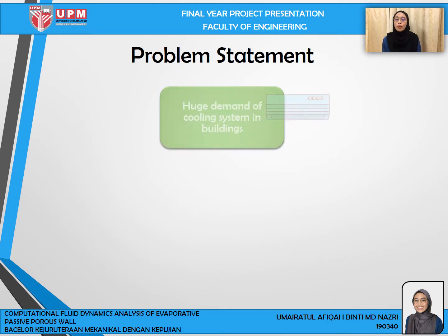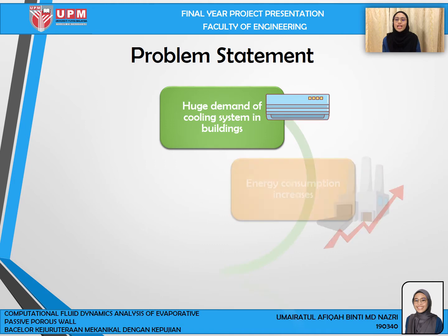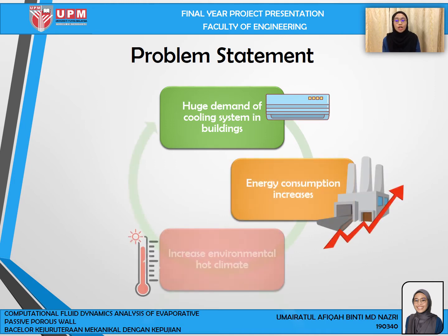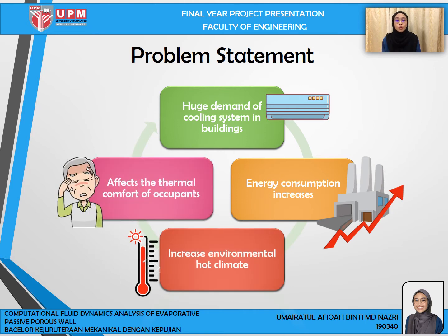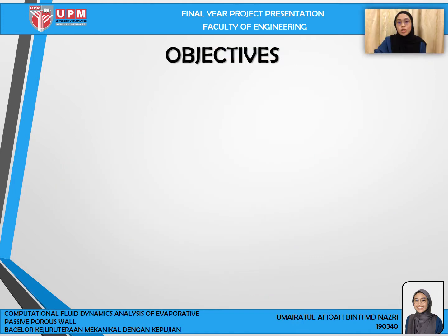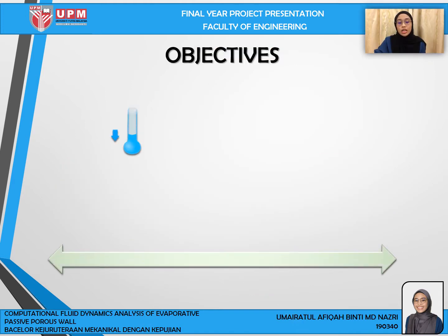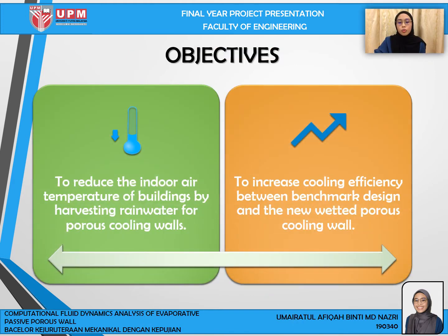Problem statement. Problem arises when the huge demand of cooling systems in buildings causes an increase in energy consumption and contributes more to the environmental hot climate. This will directly affect the thermal comfort of occupants. The objectives of this project are to reduce the indoor air temperature of buildings by harvesting rainwater for porous cooling walls, and to increase the cooling efficiency between the benchmark design and the new wetted porous cooling wall.